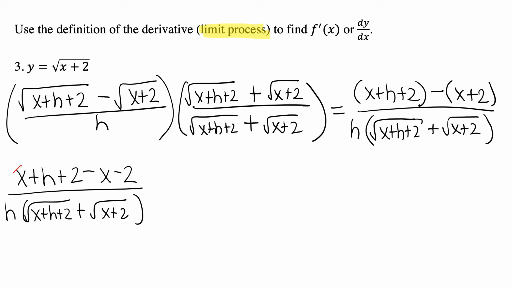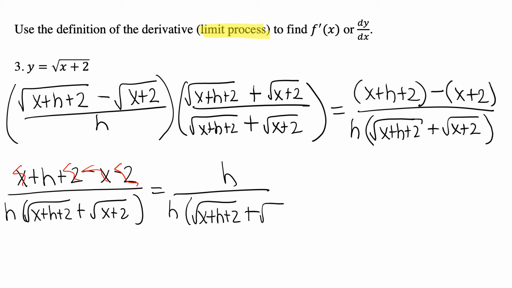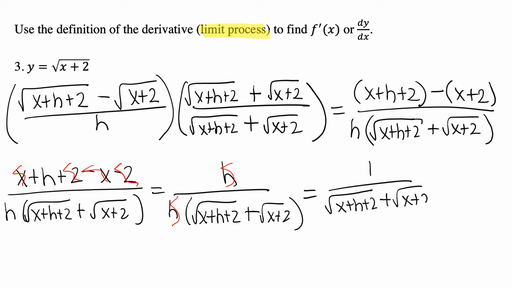Canceling whatever we can, we have a positive x and a negative x, a positive 2 and a negative 2. We're left with h over h times the square root of x plus h plus 2 plus square root of x plus 2. Denominator still just moving along. Now that we have just an h in our numerator and an h factor in our denominator, we can actually cancel those out. So we've simplified this difference quotient down to be 1 over the square root of x plus h plus 2 plus the square root of x plus 2.